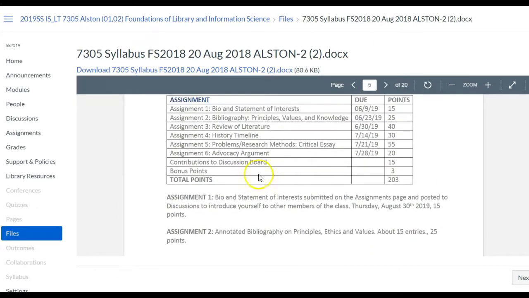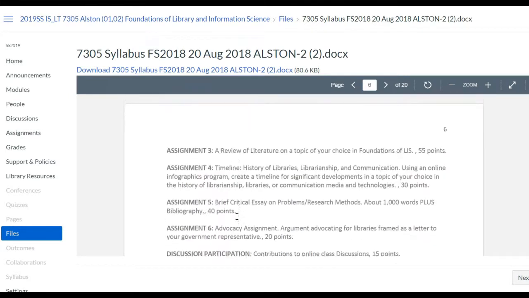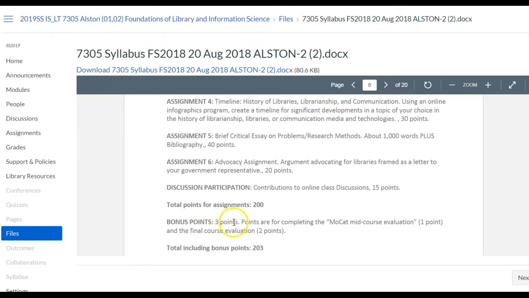You will also be graded on contributions to the discussion board. And the bonus points thing for right now, that is if you are sent the mid-course evaluation, then you may have some opportunity for bonus points there. But the school may actually phase that out.